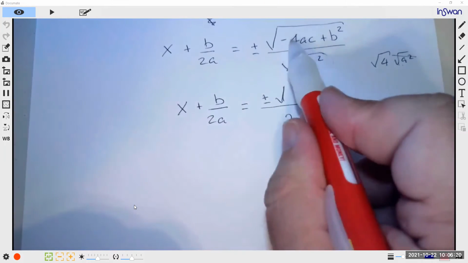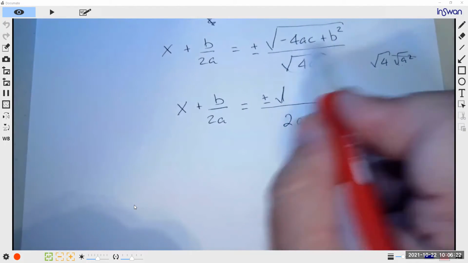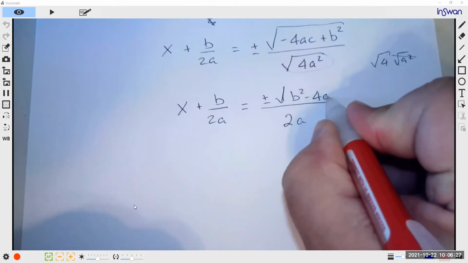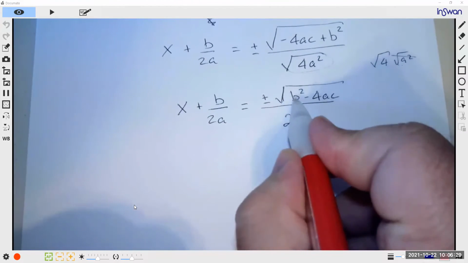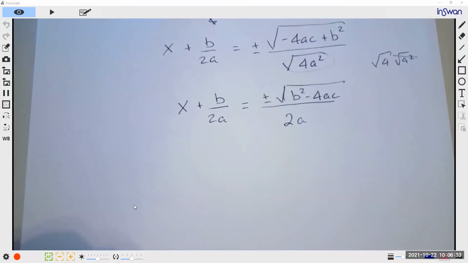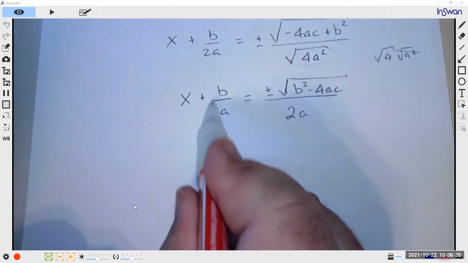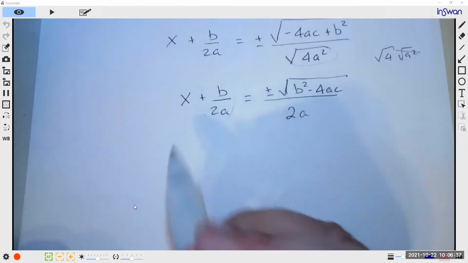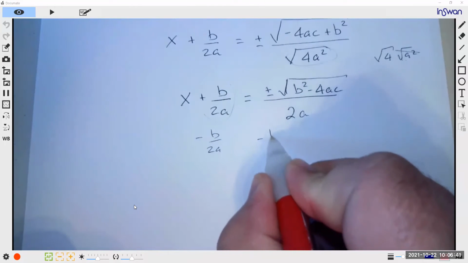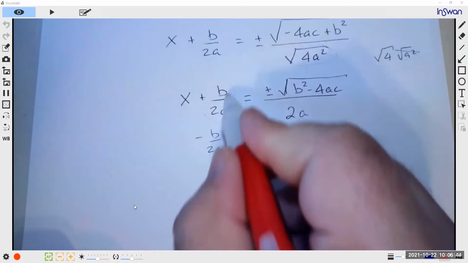This is a squared term, so we can move those around, commutative property. That was negative. I don't like negatives being first. All right, so now we get rid of this, but we solve for x. Subtract b over 2a from both sides.